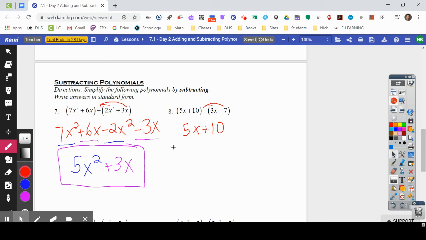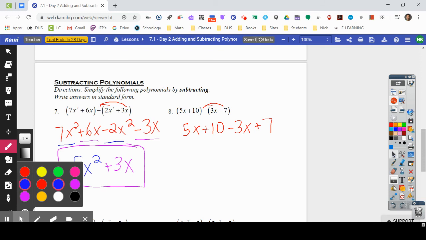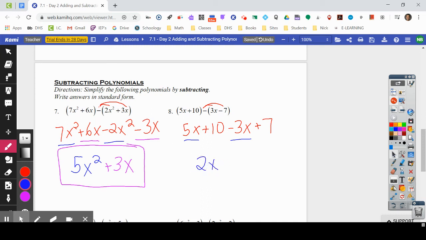But now this is where things change. This positive 3x is going to turn into a minus 3x. And this minus 7 is now going to turn into a positive 7, because minus a negative is a positive. So now that we changed the signs of everything that came after our minus sign, we're ready to combine like terms. 5x minus 3x gives me 2x. And a positive 10 plus 7 is going to give me a positive 17. So my final answer is 2x plus 17.